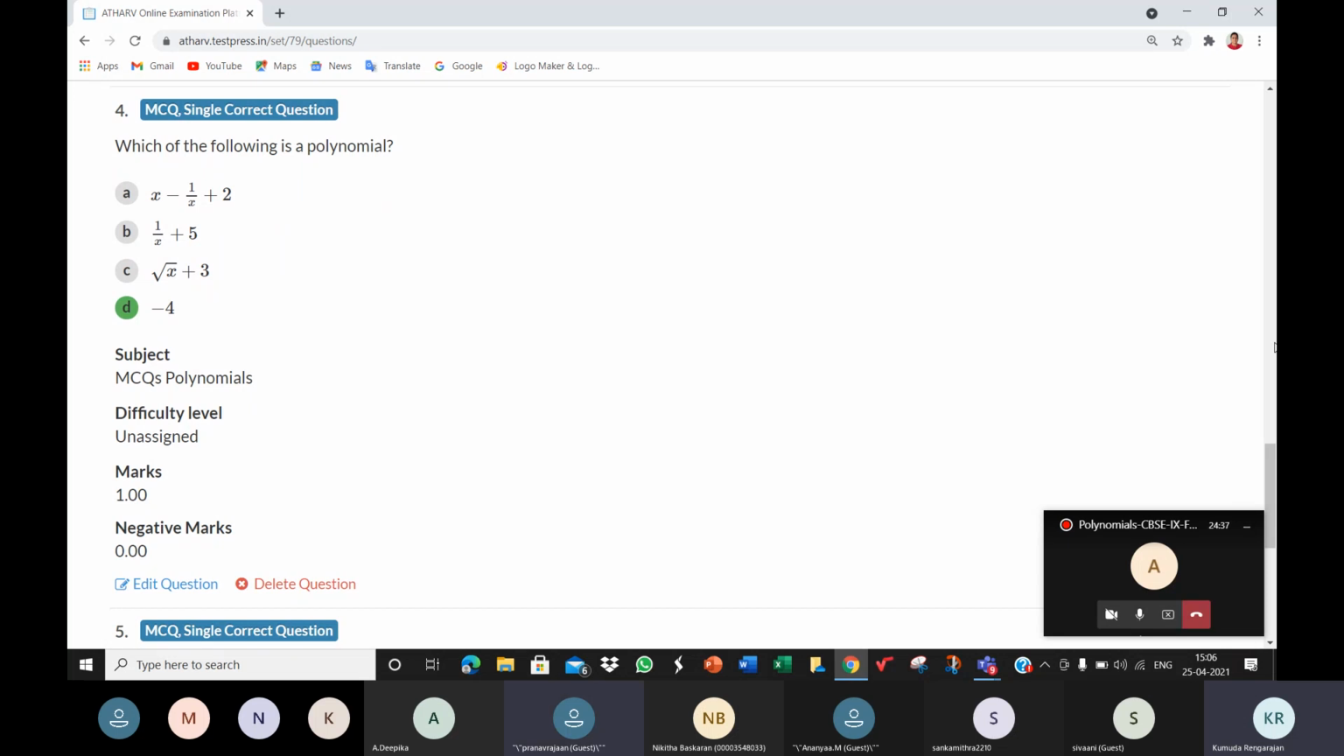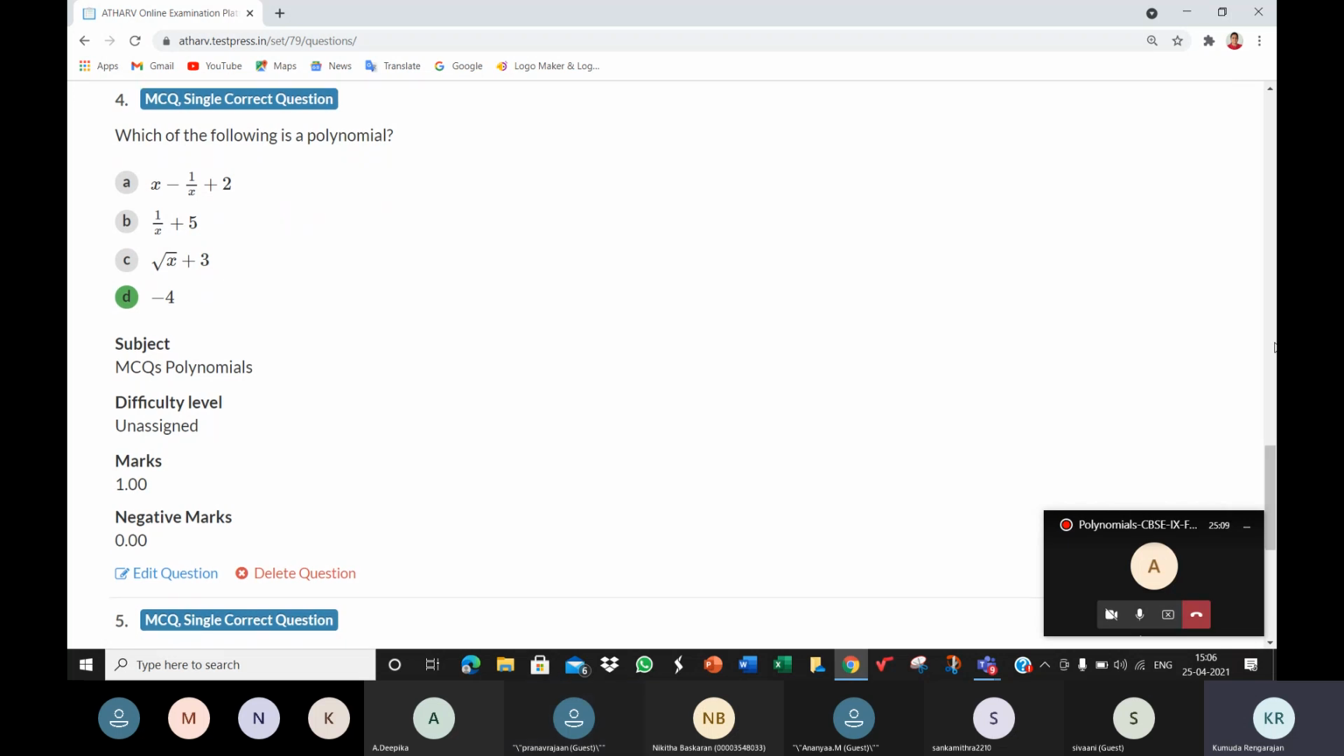Ma'am, D, ma'am. -4, we can have x or y power 0, ma'am. Very good. So it is a polynomial, ma'am. Yeah. -4 can be expressed as -4 y to the power 0. Anything we can have, ma'am. x to the power 0. Correct. Okay. So -4 is a correct option. -4 is a constant polynomial. Yes, ma'am. -4 is an algebraic expression as well as a polynomial.